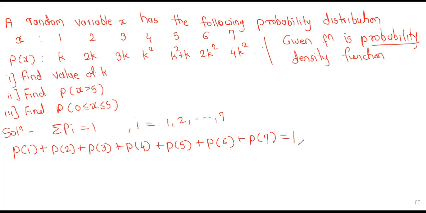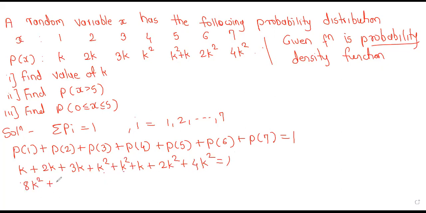Now we write the values of p of 1 up to p of 7, which are k plus 2k plus 3k plus k square plus k square plus k plus 2k square plus 4k square is equal to 1. Now k square plus k square plus 2k square plus 4k square gives 8k square, plus 7k, minus 1 is equal to 0. Now we solve this quadratic equation, we get two values of k.